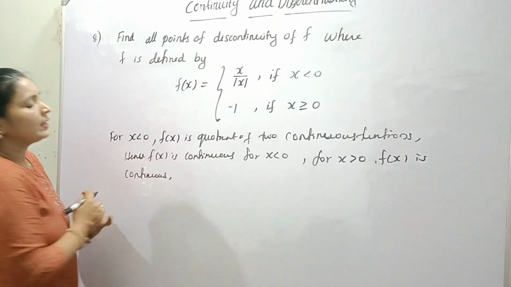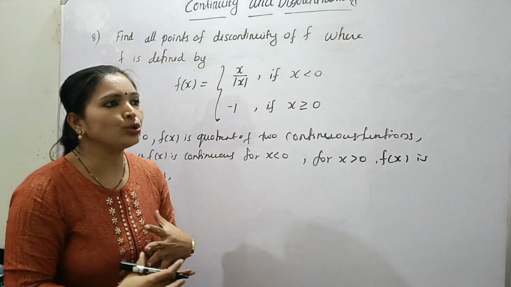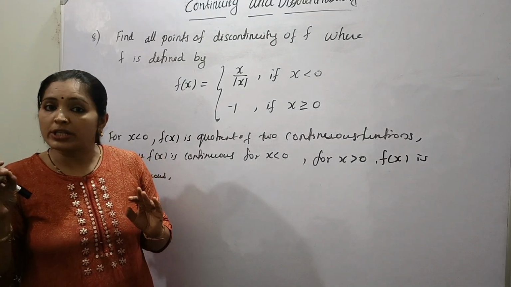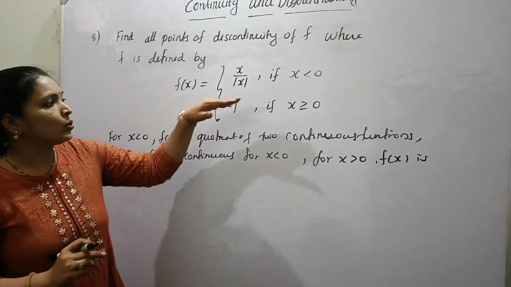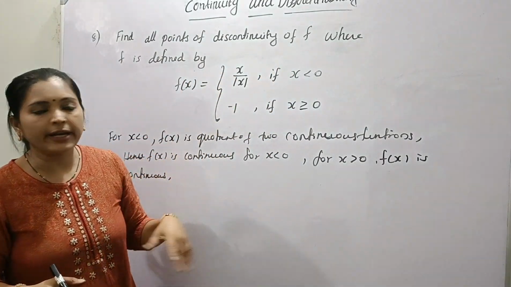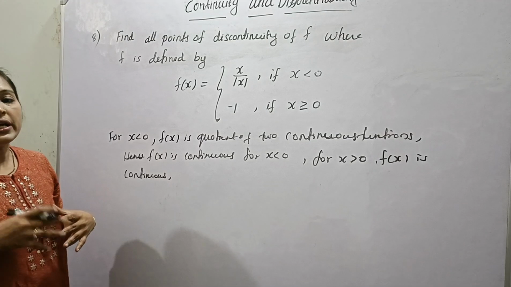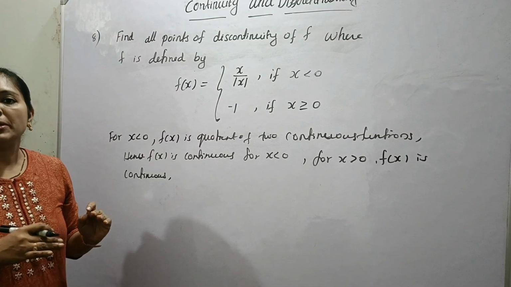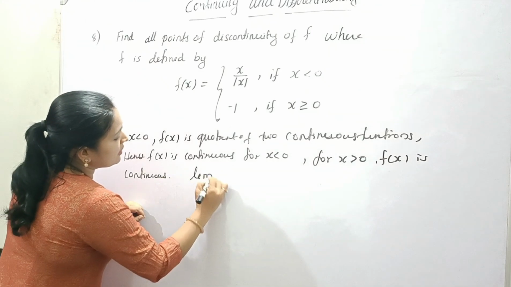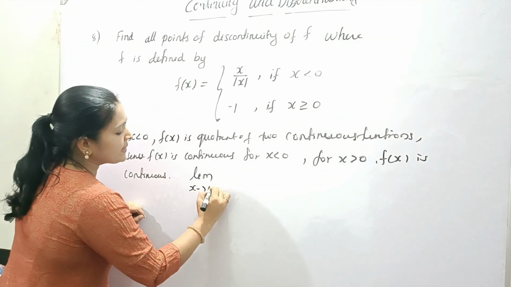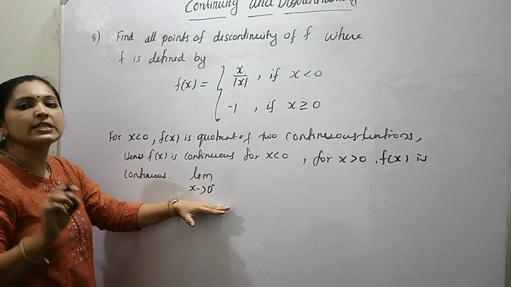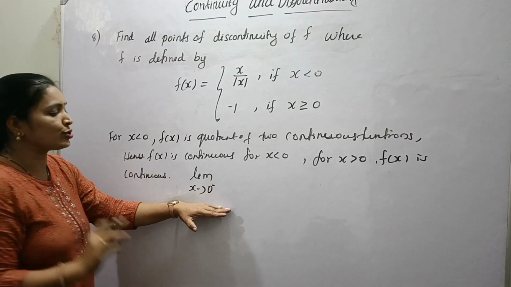Then next we have to check whether this function is continuous at x is equal to 0. Individually we have to check, because our conditions are x less than 0, x greater than 0, different functions, right? So here we need to find the left hand limit and right hand limit of the function. Now we are going to check whether this function is continuous or not at x is equal to 0.